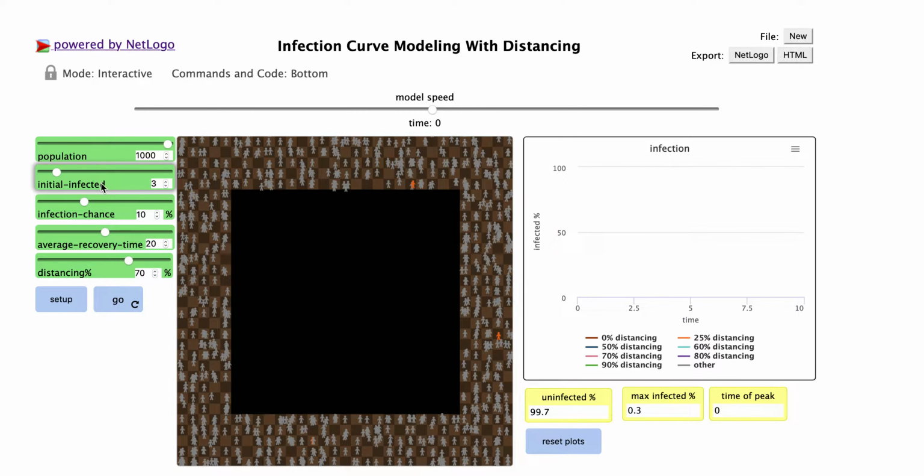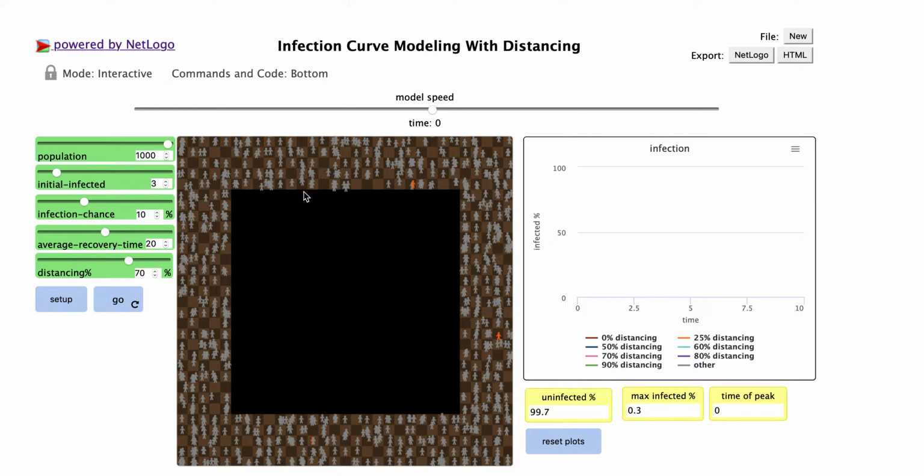Okay, so next we have the initial number of infected people set to 3 right now, and they're represented in orange. So you see one here, and one down here. Then we have the infection chance. It's set to 10% right now. That's the chance, each step the model runs, that an infected person, if they're on the same square as a susceptible person, infects that person. So you can think of this as, if you're in the same home as someone, or if you go out in public and you're in the same room as somebody who's infected, what's the chance that they would give you the infection? Then we have the average recovery time.